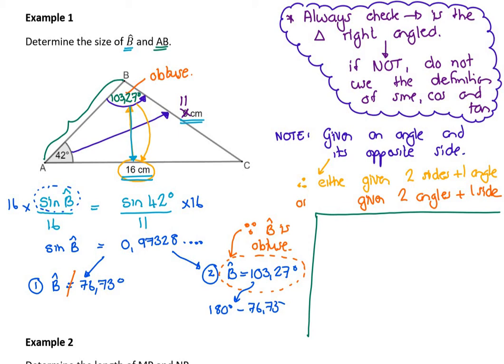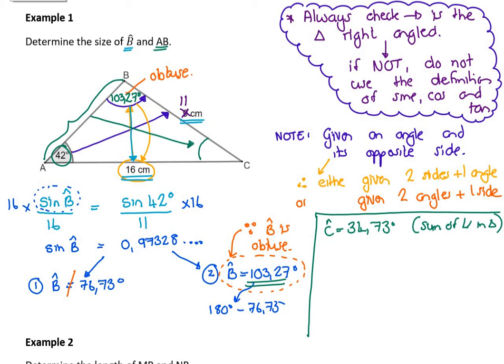However, that side is opposite angle C. Now I don't know angle C, but never forget that the third angle in a triangle is always possible to find, simply because you can use the sum of angles in a triangle. So if I do 180 minus my 103.27 minus my 42, and you don't show working like that, you can just do it on your calculator, I get 34.73 degrees, and my reason is sum of angles in a triangle.